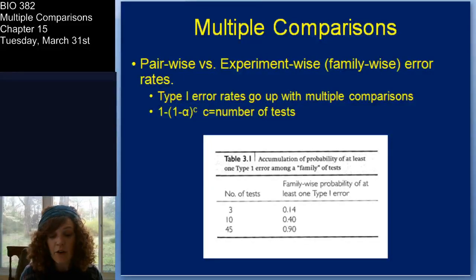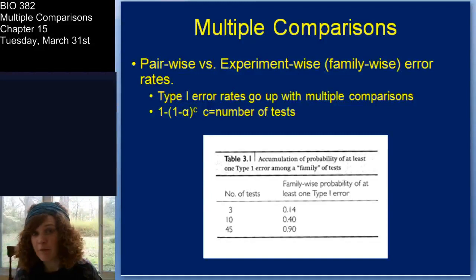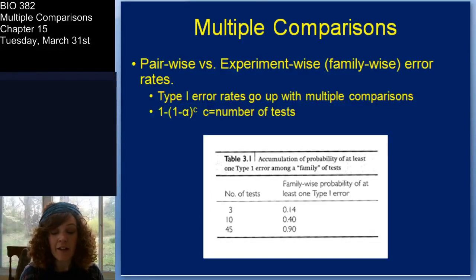this. So remember, type 1 error rate goes up with multiple comparisons, particularly and specifically with a posteriori comparisons. So these are comparisons you did not plan beforehand. Okay, to calculate that error rate, that is equal to this equation here, which is 1 minus the quantity 1 minus your alpha, significance level, raised to C, which is the number of tests that you're interested in running.